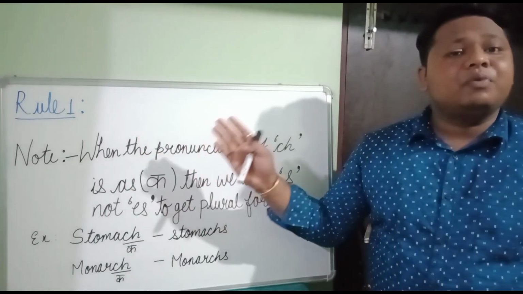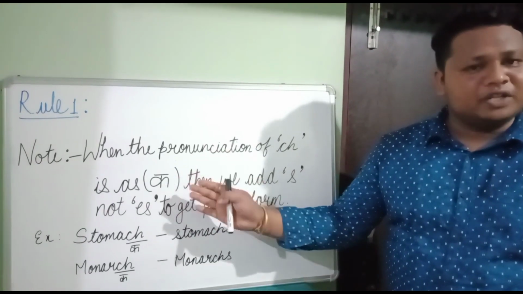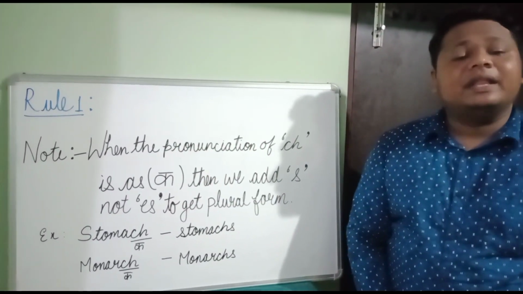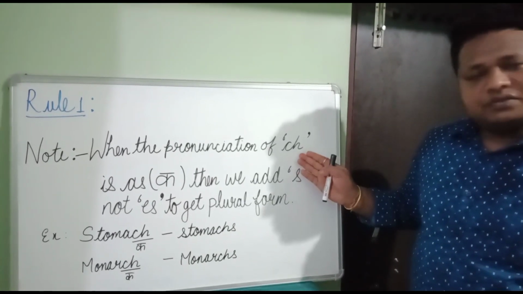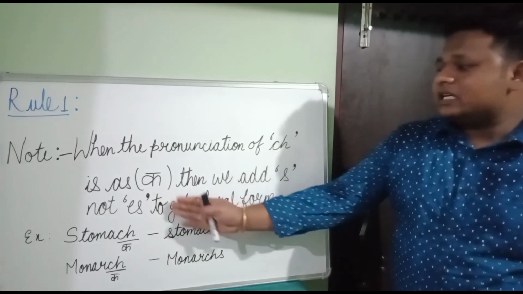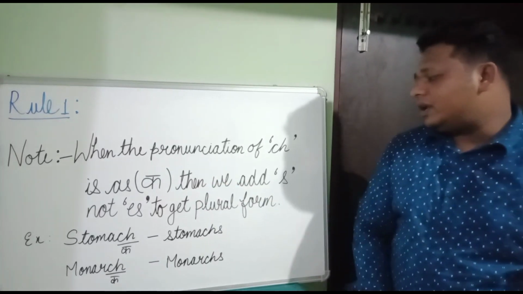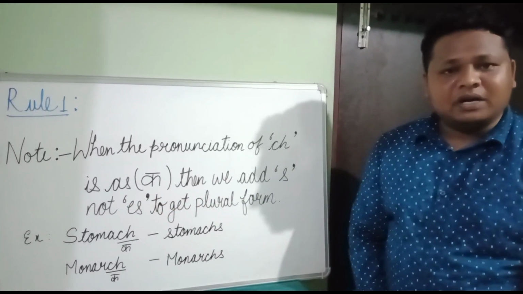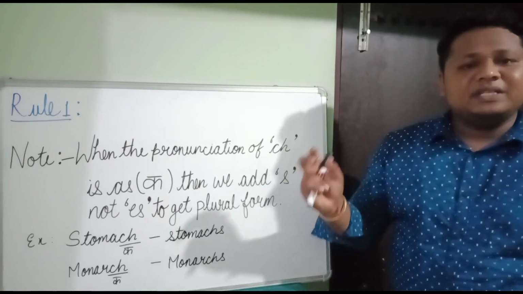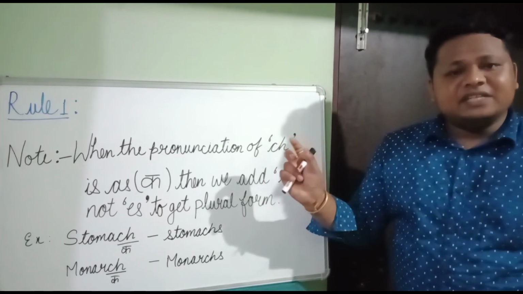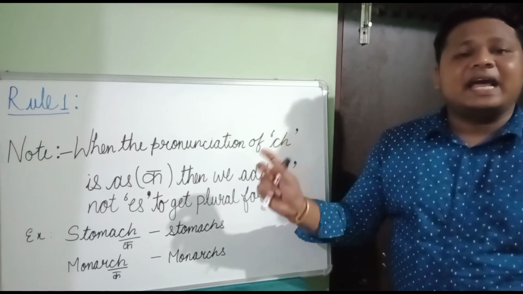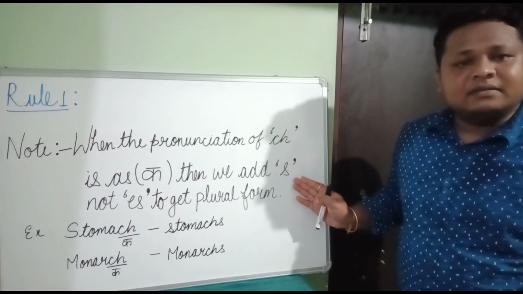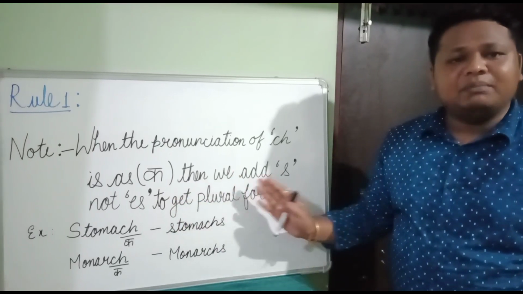There is an important note in Rule 1, children. When the pronunciation of noun that ends with ch is as ka, then we add s, not es, to get the plural form. Suppose some noun ends with ch, and the ch at the end is pronounced as ka. Then we add s, not es, to make the plural form.